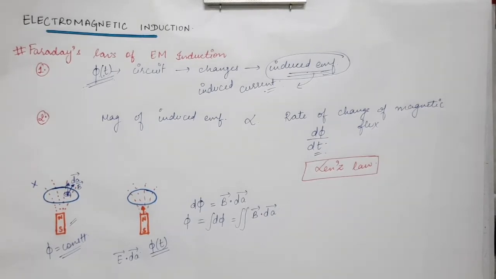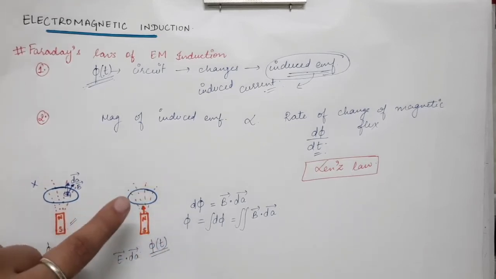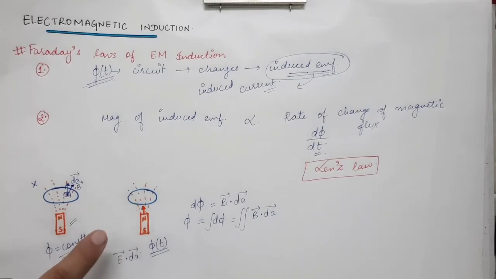So the direction of induced current is such that it opposes the cause which is producing it. So the induced current is directed in such a manner that it opposes the cause responsible for the changing magnetic flux. So if there is a changing magnetic flux, there is an induced current or induced EMF set up in this circuit. The direction of this induced current or induced EMF is such that it opposes the cause of its production.